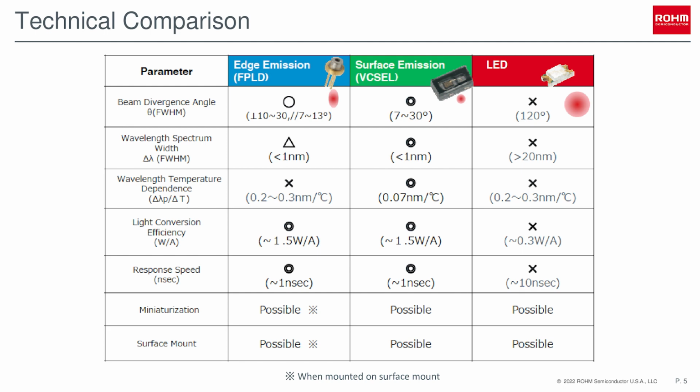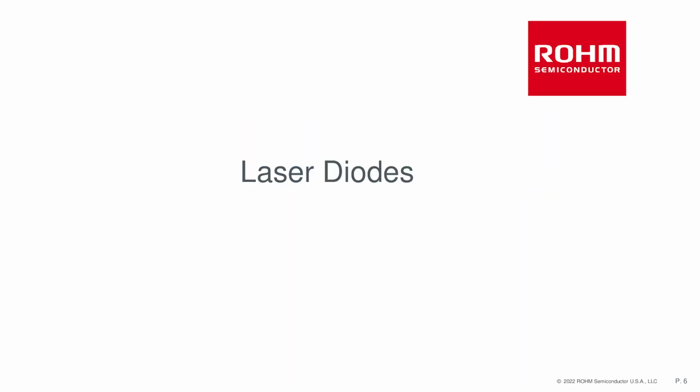This table shows the technical comparison between an FPLD laser diode, a VCSEL, and an LED. Compared to an LED, the laser diode and VCSEL are superior in terms of beam divergence angle, light conversion efficiency, and response speed. Now that we've discussed the differences and compared these products, let's continue with a deeper dive into laser diodes.